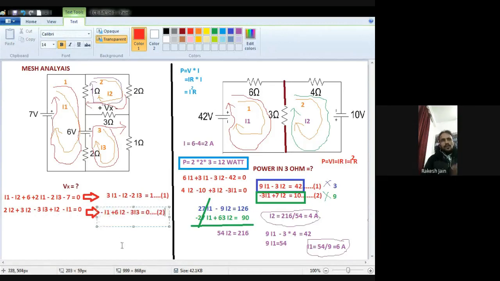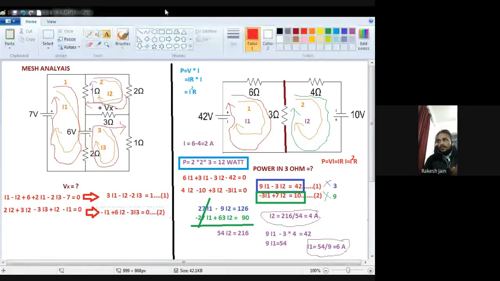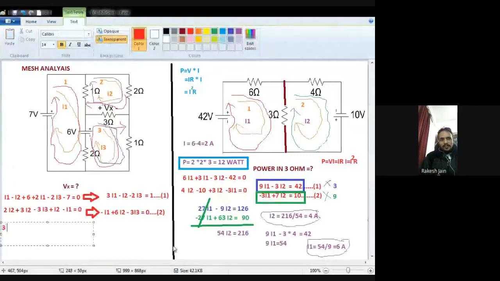Now see the third mesh. With this blue line I once again draw 3 ohm, then 1 ohm. So 3I3 minus 3I2, because the I2 direction is opposite. Then I3 multiplied by 1. Then I3 multiplied by 2 ohm. But the I1 current also passes through this 2 ohm in the opposite direction, so minus 2I1. Then the battery negative sign comes first, so minus 6. I just write this down firstly because my class time is over. Just see this equation and we will solve the rest of the numerical in another class.